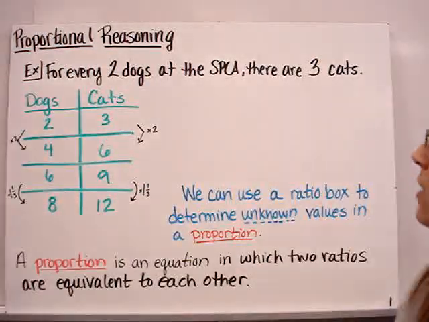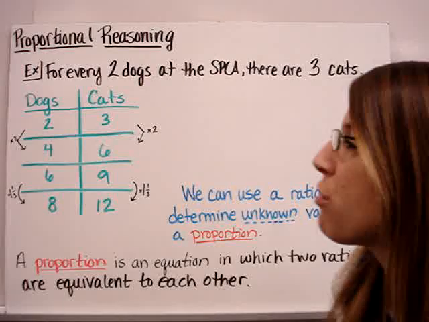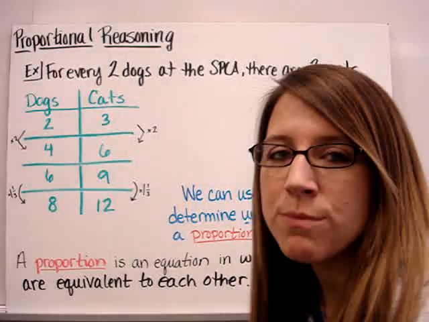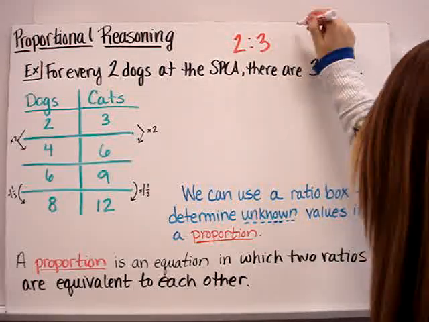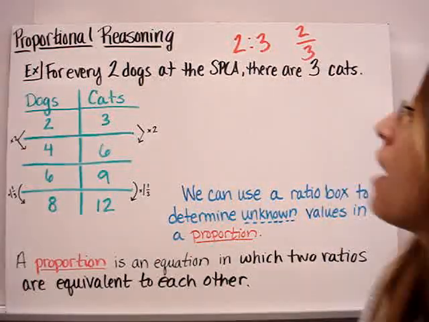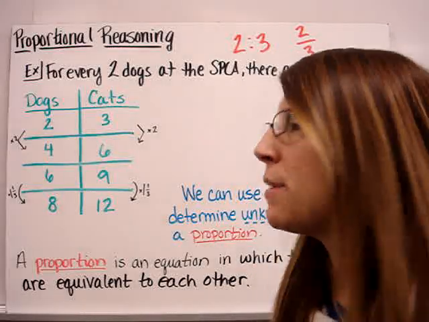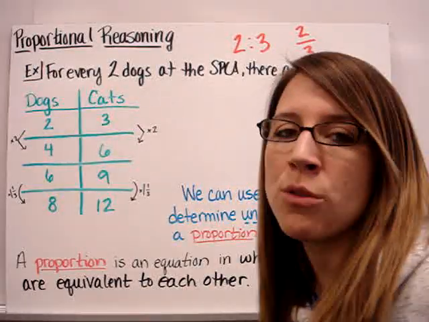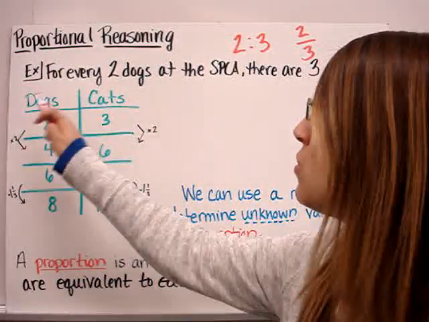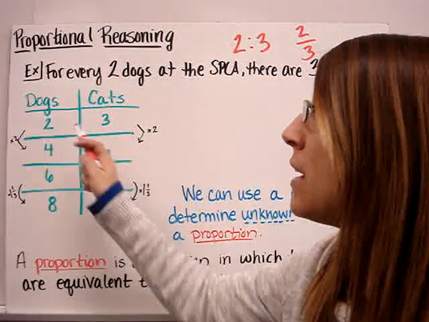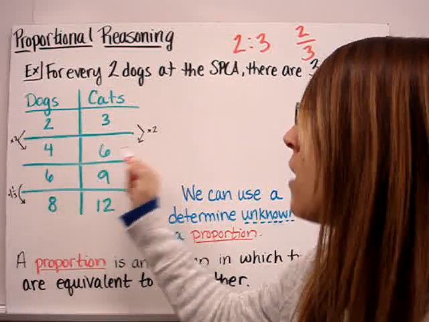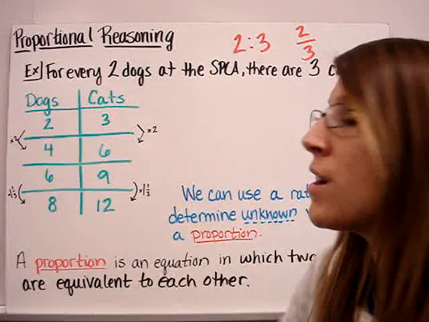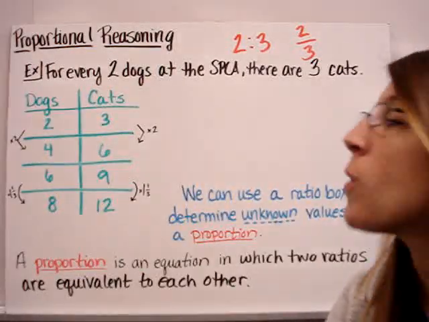For every 2 dogs in the SPCA, there are 3 cats. Now that's a ratio, okay? We could say that that's 2 to 3. For every 2 dogs, there are 3 cats. So I can set that up in a ratio table. So dogs to cats, I have 2 and 3. If I go by 2s here, if I multiply by 2s, for every 4 dogs, there are 6 cats. For every 6 dogs, there are 9 cats. For every 8 dogs, there are 12 cats.